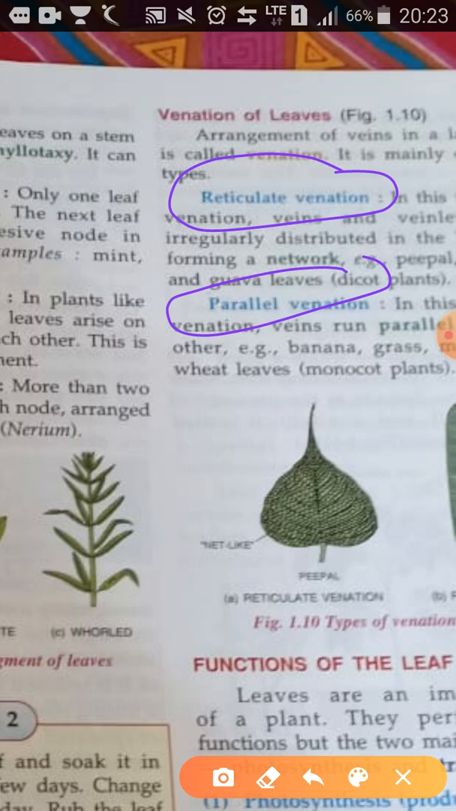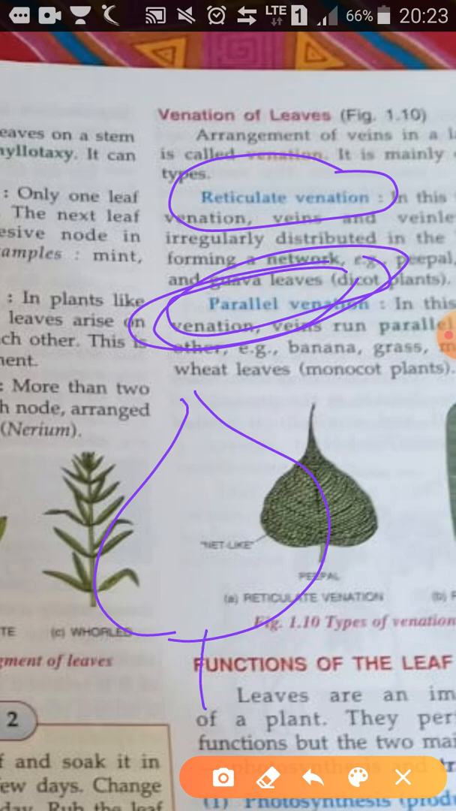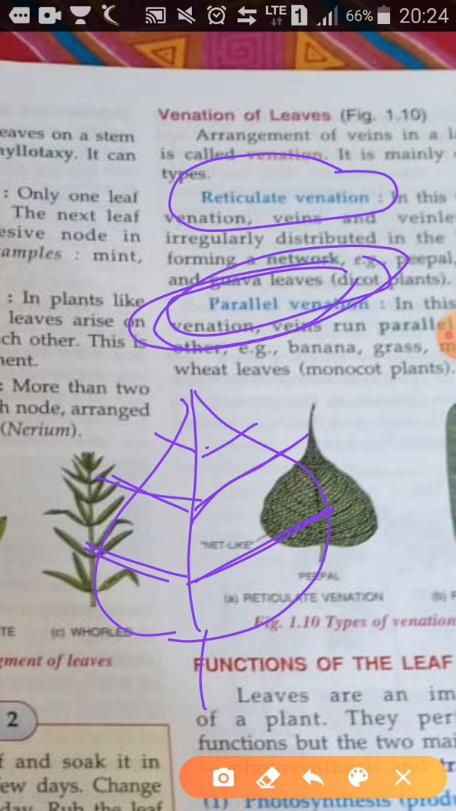What is parallel? I'll show you parallel venation first. This is how parallel venation looks. This is the midrib and veins are like this. This is what we call parallel venation. They are parallel to each other. Understood? Parallel means maintaining the same distance. If you see these two veins which I'm shading right now, the distance between them is the same. So this is what you call parallel venation.